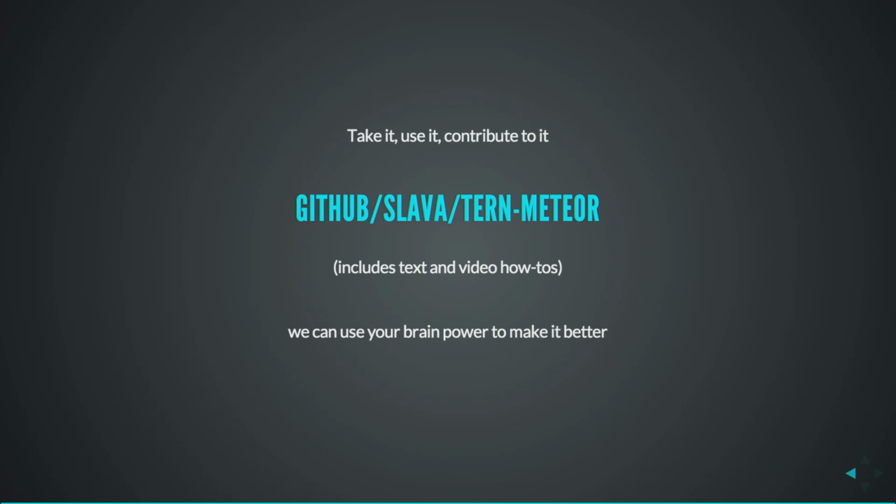So this is a link on GitHub. It's called Tern Meteor. It's just a plugin for the Tern system. And it actually works for all these three editors: Emacs, Vim, and Sublime Text. I also have instructions and video screencasts on how to install them. People report that they actually work.